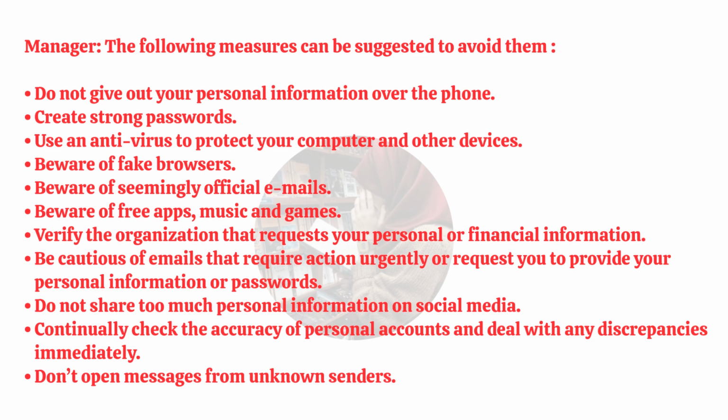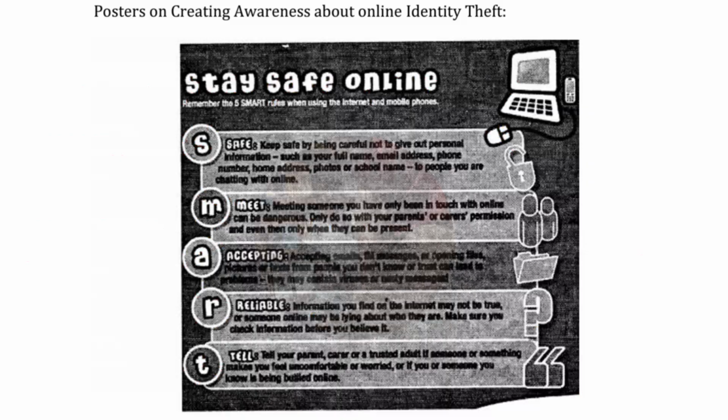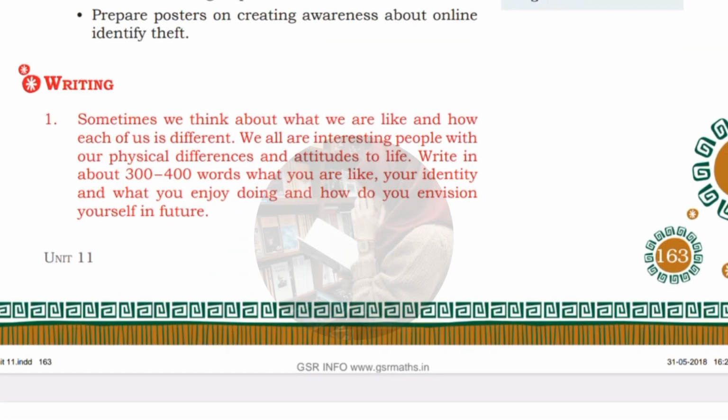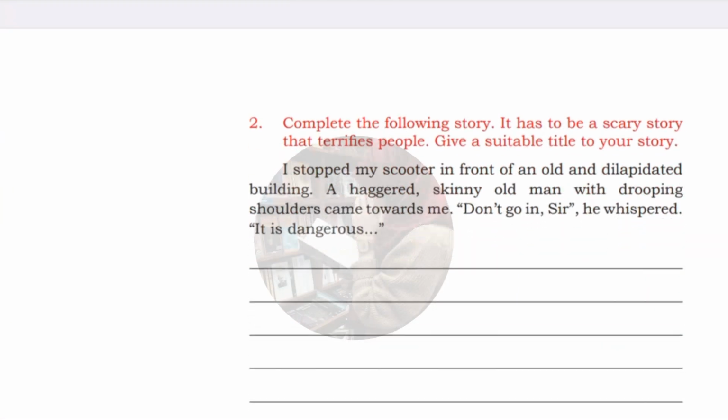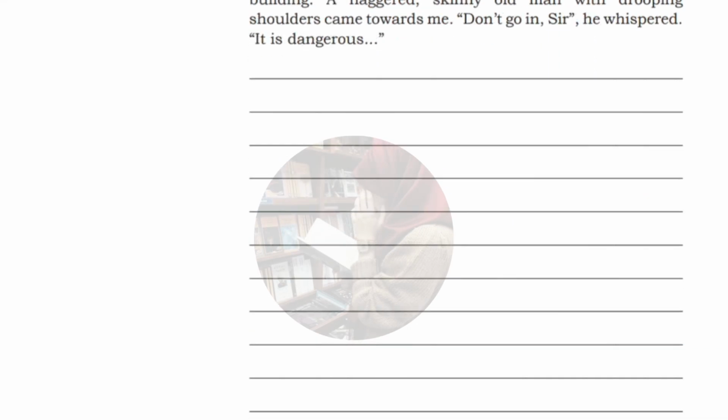After that, we have to prepare a poster also for this. So here you go, this is the poster. Stay safe online. Be smart, stay safe online. This is the poster on creating awareness about online identity theft. Now we'll move to the next part, that is the writing part. Here two questions are given for us in this writing section.